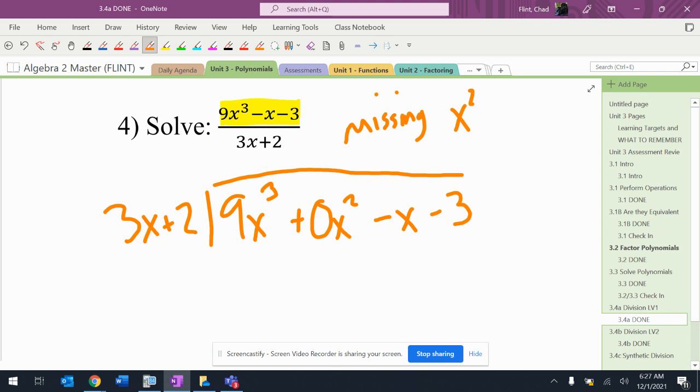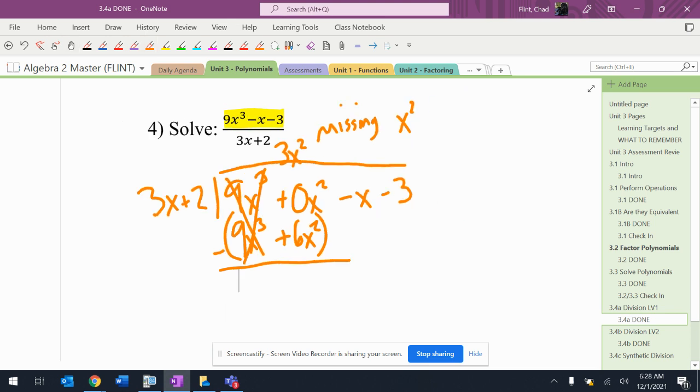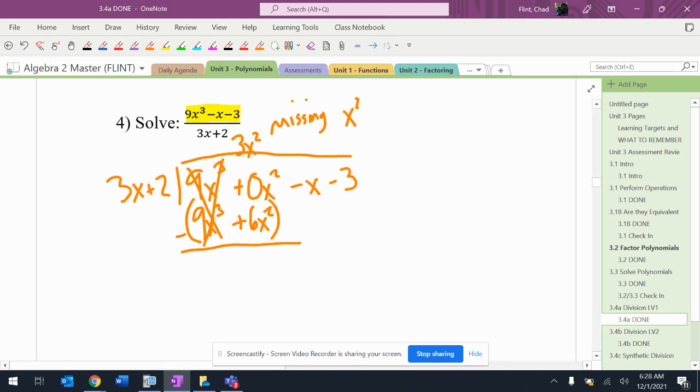So how do I get a 9x to the third? Well, I multiply by 3x squared. 3x squared times 3x is 9x to the third. 3x squared times 2 is plus 6x squared. So I'll subtract those. 9x to the third minus 9x to the third is gone. 0x squared minus 6x squared is negative 6x squared.